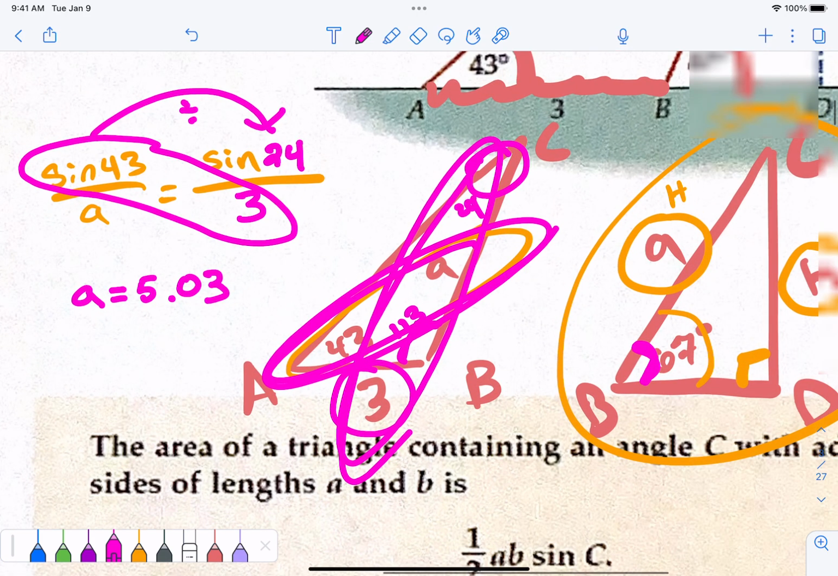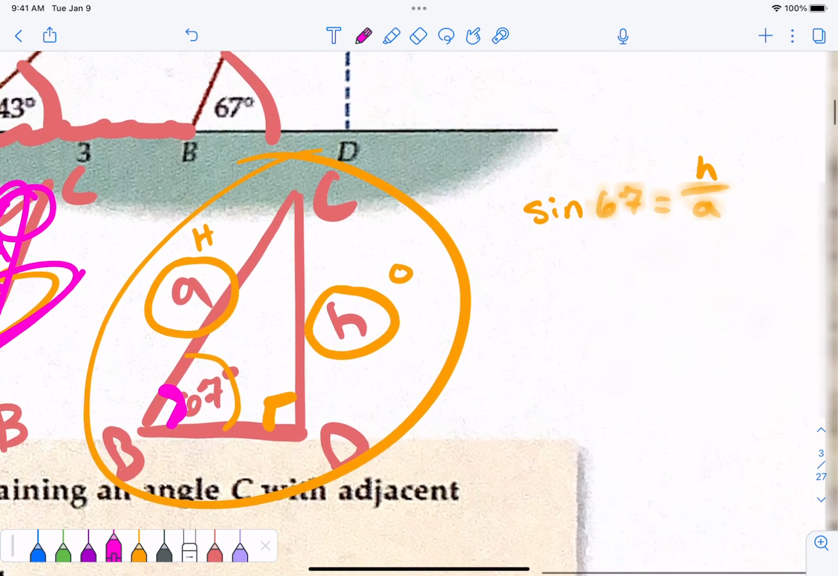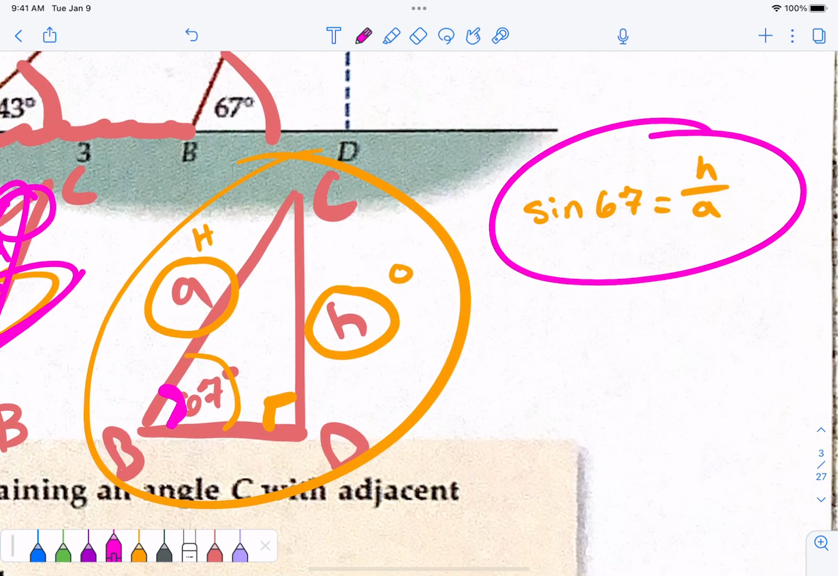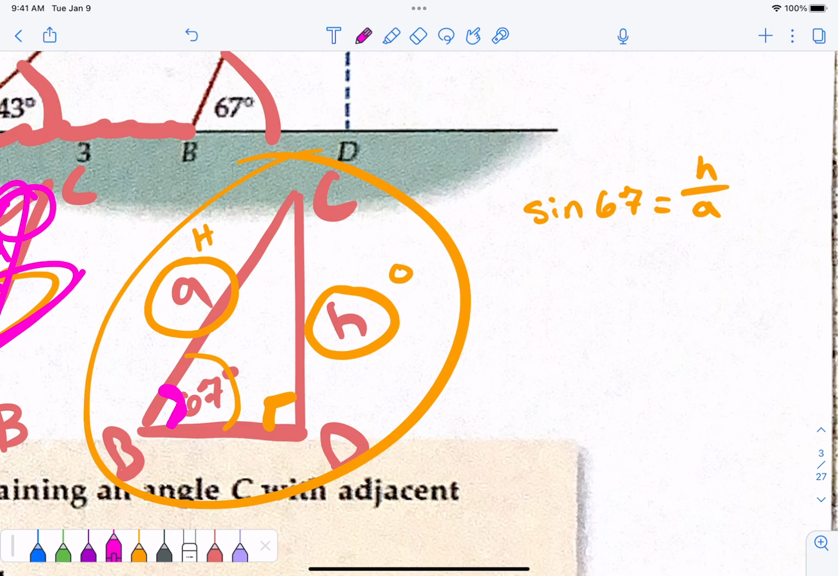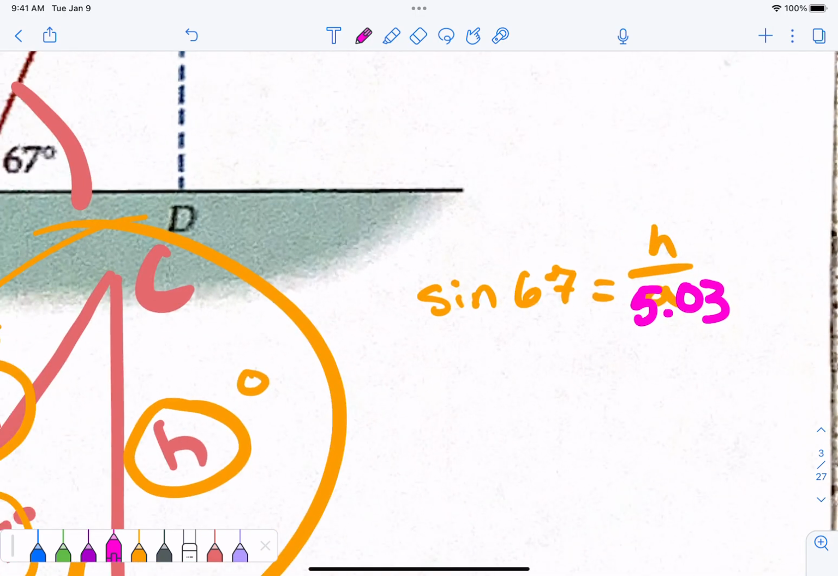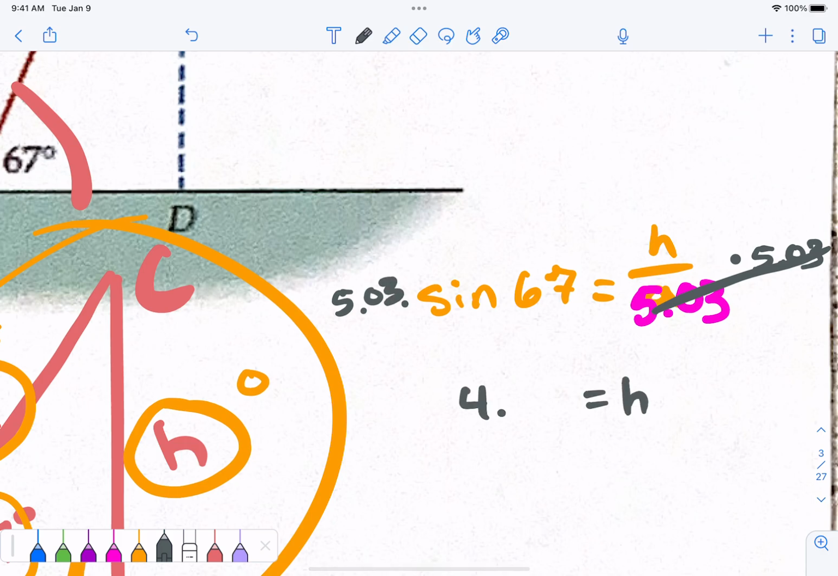Now, I can hop over to the right triangle that I have, and we've already set it up over here. We know that sine of 67 is H over A, but A is 5.03. So how do I get H then? Sine 67 times, yep, I'm going to multiply the 5.03 over 4.63. 4.63, and that is the height.